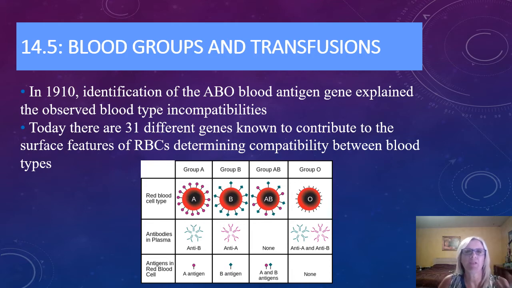So in about the early 1900s, we were able to identify the ABO blood antigen gene that gave us blood type incompatibilities. Blood type incompatibilities were actually one of the reasons way back then you had to get a blood test to get married to make sure that you were compatible, and particularly because of the Rh factor, which we will get into. So today we know there's about 31 different genes that are known to contribute to surface proteins, which are the features on red blood cells that determine whether or not you are compatible with another blood type.